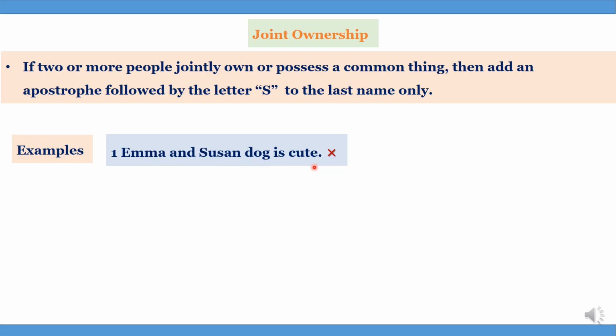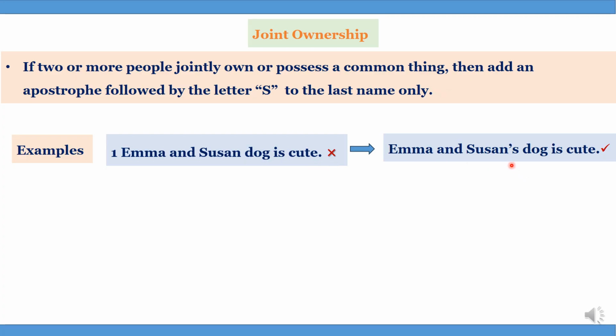But this representation is wrong. We need to add an apostrophe and letter S to the last name. Okay, and read the sentence. Emma and Susan's dog is cute. Now, this sentence is correct. Okay, I repeat, when two or more people jointly own something, then we need to add an apostrophe and letter S to the last name only to show the possession.